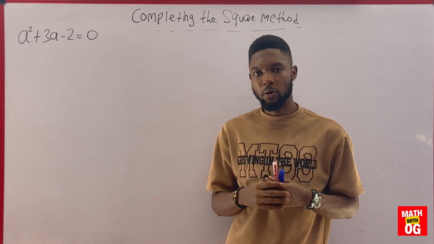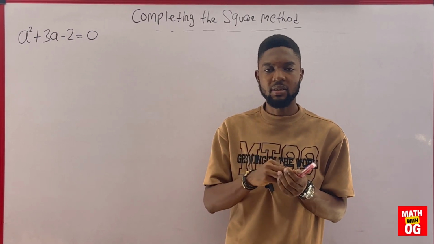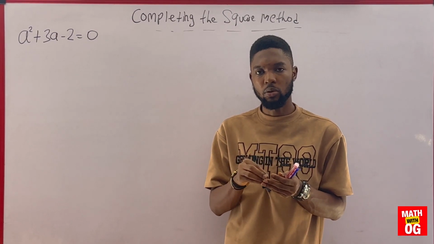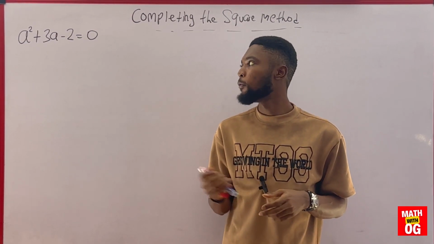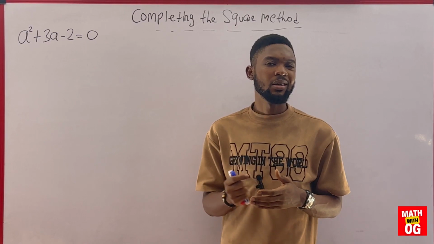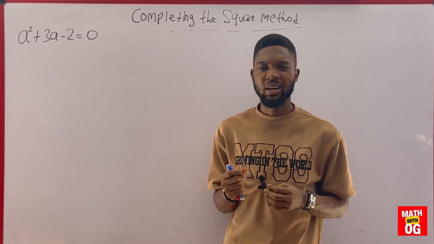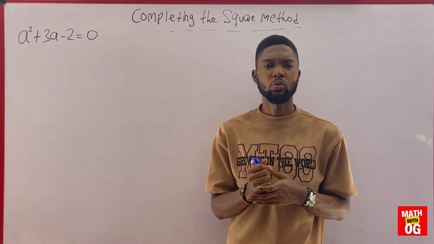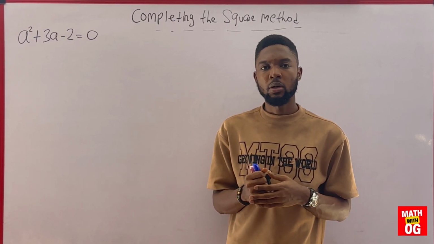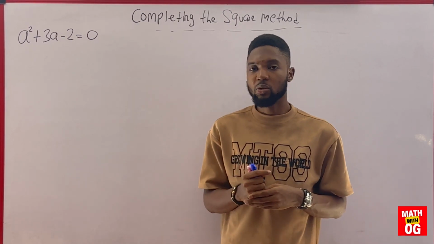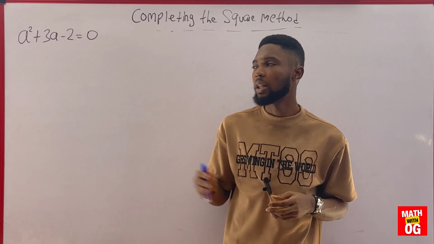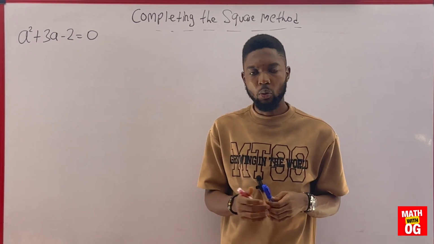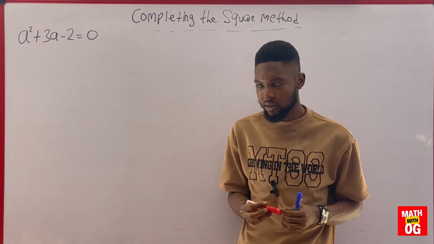Another reason why we make use of completing the square method is if they insist that you make use of completing the square method. No one will ask you to solve this question using formula method most times, and most times factorization method when you're answering theory exams. Theory exams usually ask you to make use of completing the square method. Now let's look at the step-by-step process we approach questions like this.